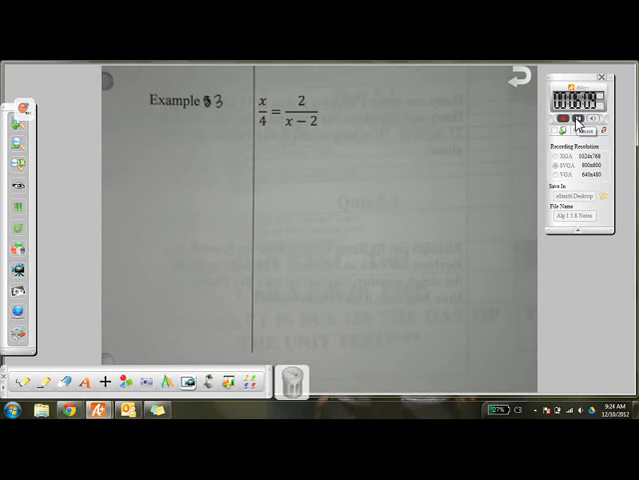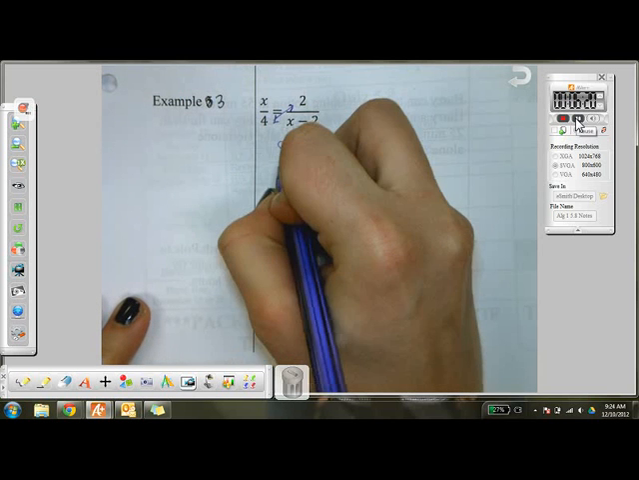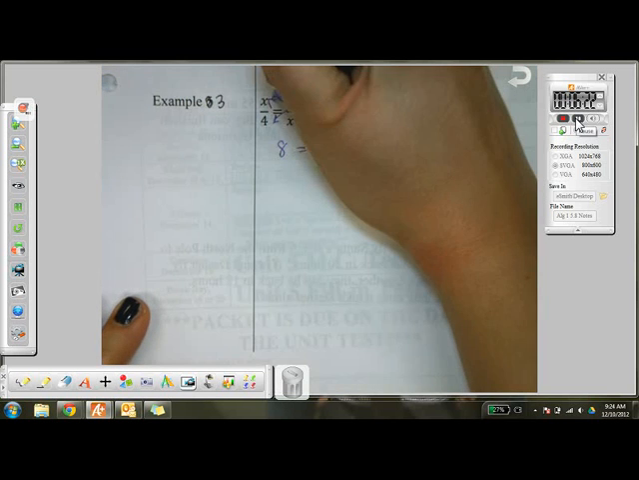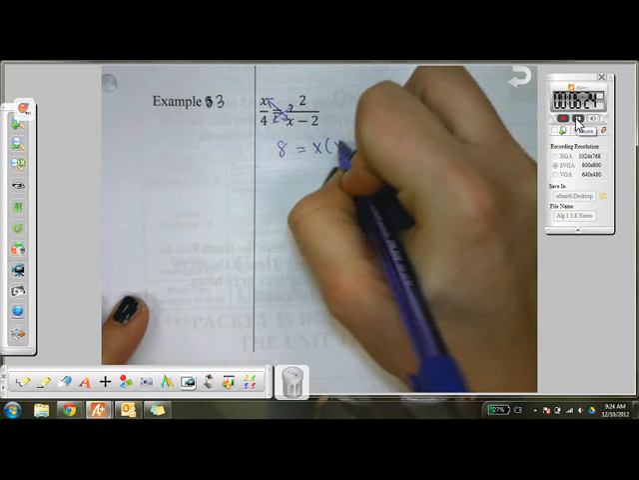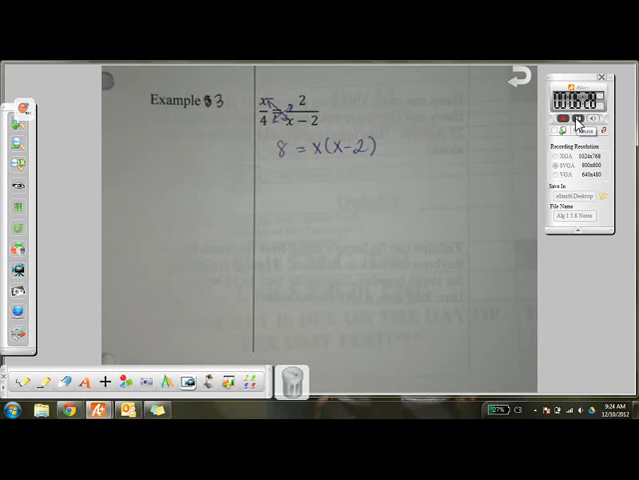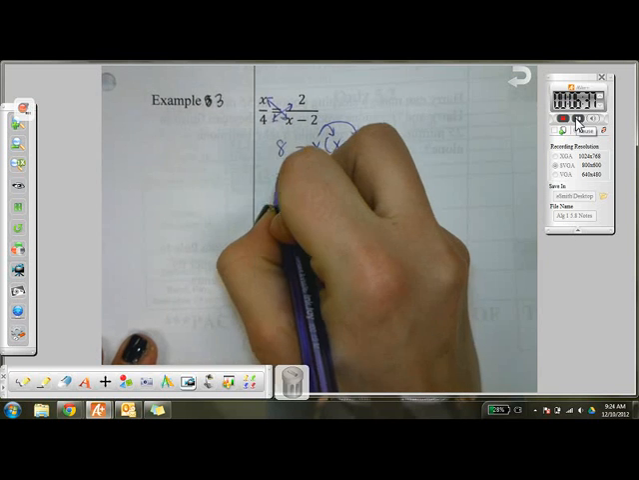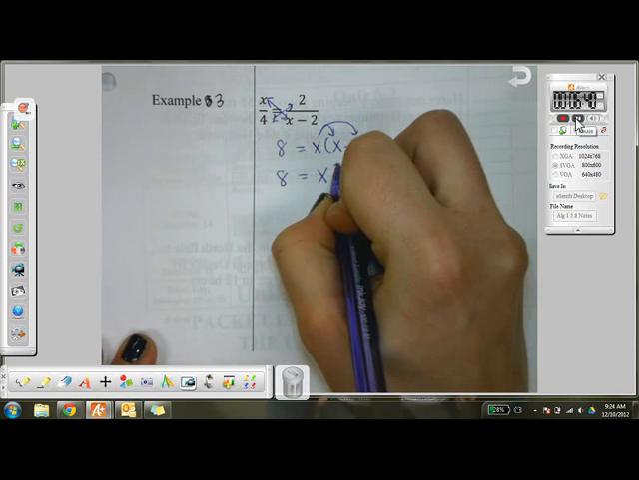Do I have only one fraction on each side? Yes. Can I cross multiply? Yes. So cross multiply. 4 times 2 gives me 8 equals x times x minus 2. What do I want to do here? So distribute the x. That's going to give me 8 equals x squared minus 2x.